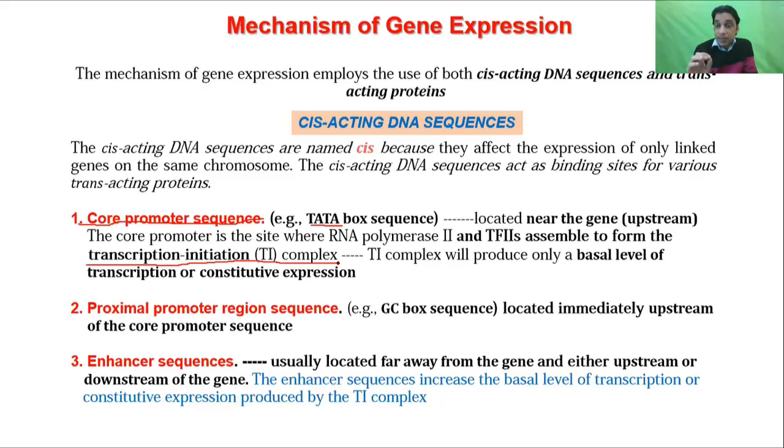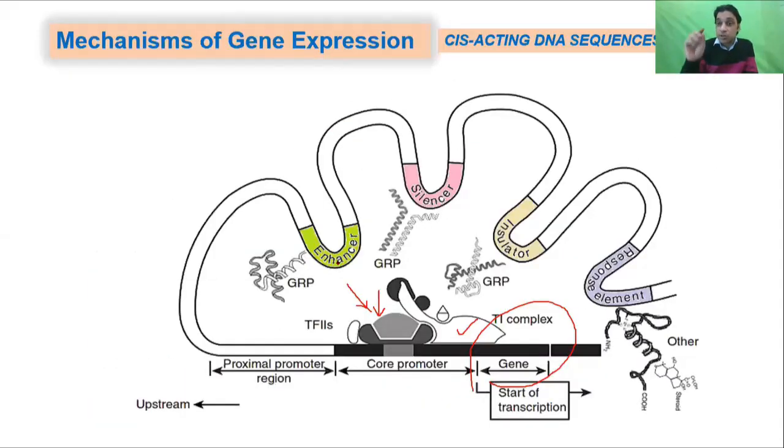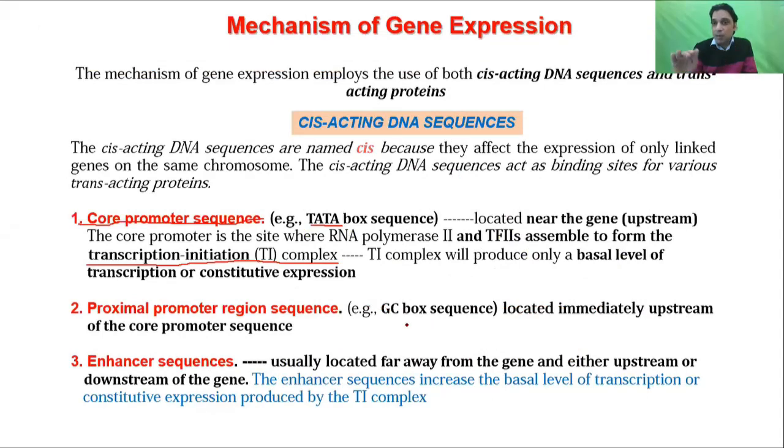The TI complex, if created, can proceed with the transcription and it will give you a minimum level of expression of that gene. It's called basal level of transcription or constitutive expression of the gene. So you will be able to get constitutive expression of the gene if this setting is established. That setting means the TF2s are here and RNA pol 2 is here. So what that means is that gene will be expressed at a minimum level, or at a basal level.